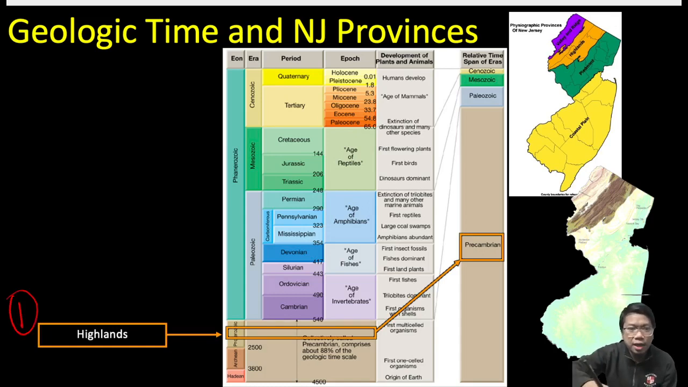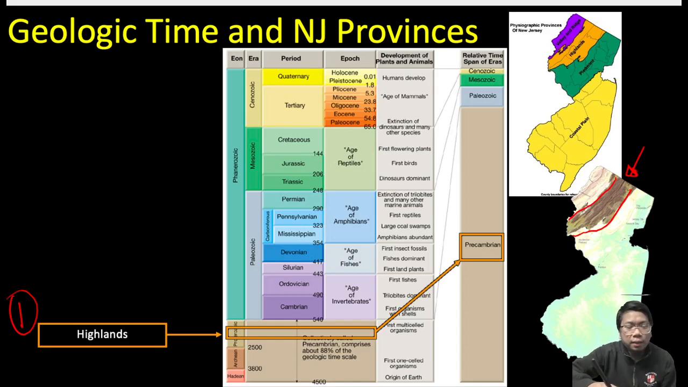We are going to start with the very first geological province that we have in New Jersey, which is called the Highlands. Highlands is right over here. It is located in the northwest of the state, and it occupies the Precambrian rocks, which are very old. We're going to be talking a little bit more about the rocks that are in the Highlands in the next video.